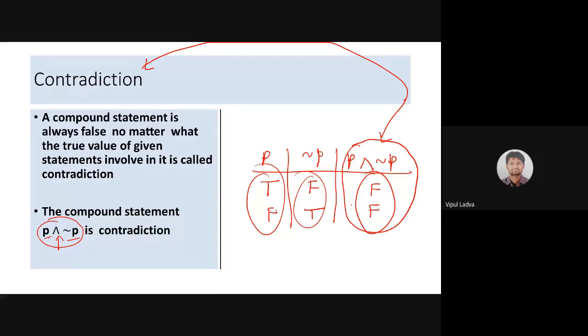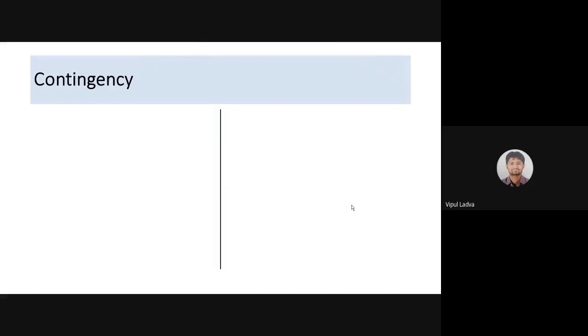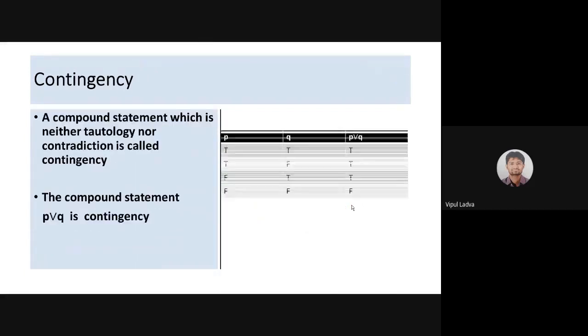If all the values are true, then we are going to label that compound statement as a tautology. If all the values are false, then we are going to label that compound statement as a contradiction. But if some of them are going to consume the value true, some of them will have the value false, then we'll be labeling that as a contingency. Go through it. A compound statement which is neither tautology nor contradiction is known as a contingency.